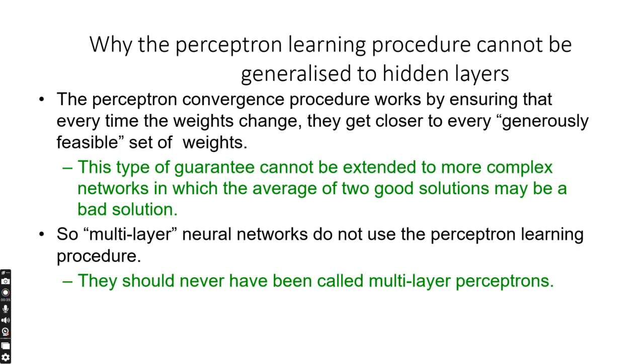It works by ensuring that every time the weights change, they get closer to the feasible set of weights. This can guarantee accuracy in a single layer perceptron, but it cannot be extended to a more complex network like multi-layer neural networks. That's why multi-layer neural networks do not use the perceptron learning procedure, because the average of two good solutions may be a bad solution in a multi-layer perceptron.